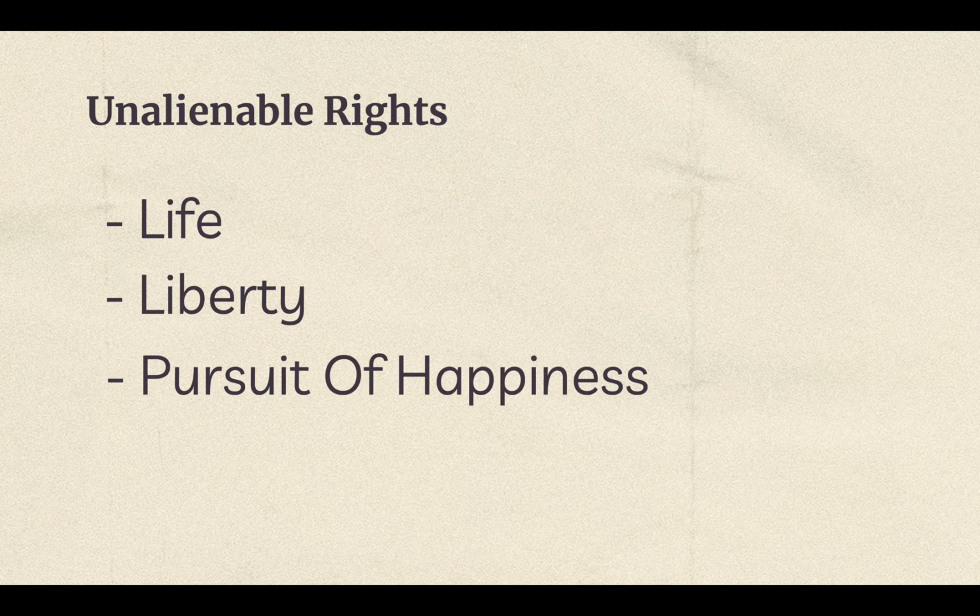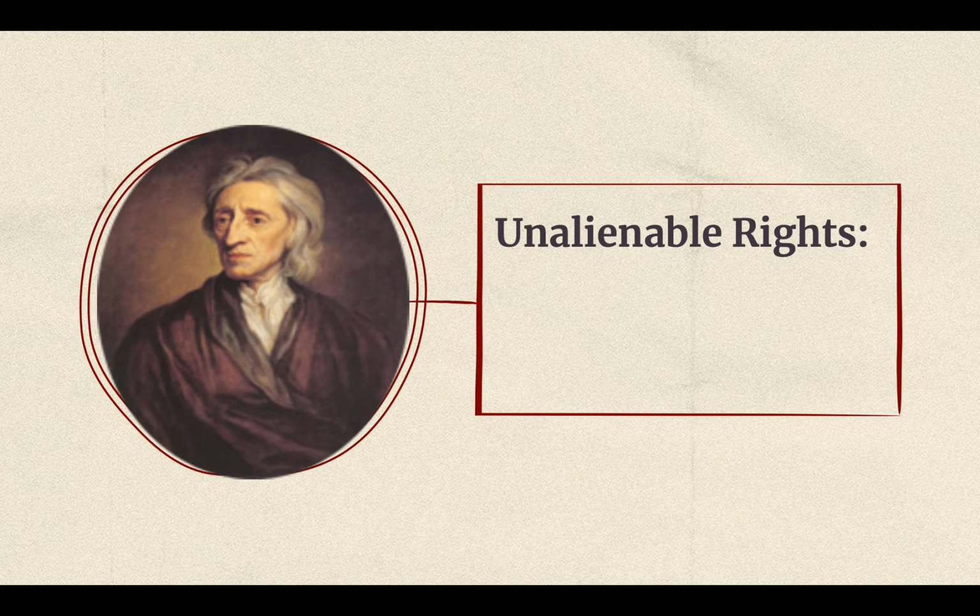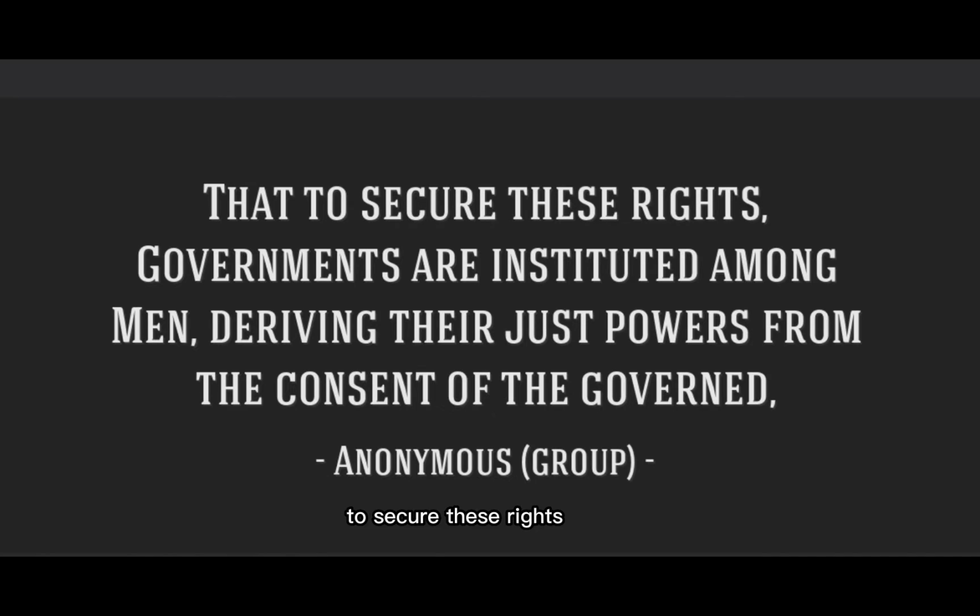Amongst these unalienable rights are the right to life, liberty, and pursuit of happiness, which were inspired by John Locke's ideas of life, liberty, and property, as earlier mentioned in the video. To secure these rights, governments are instituted among men, deriving their just powers from the consent of the governed. But what exactly does this mean?